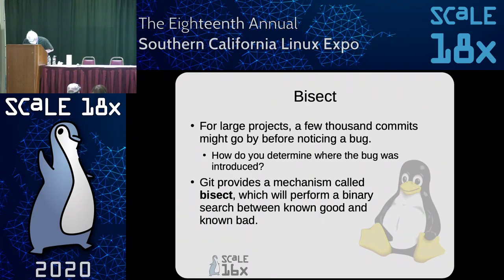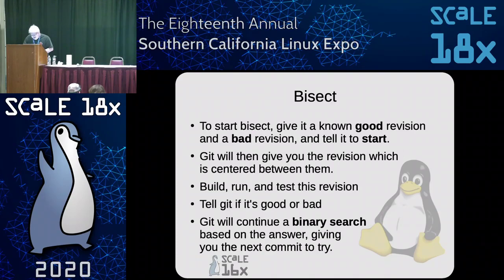I mean, you could have a few thousand commits go by before noticing, oh crap, X broke, or whatever. How do you determine where the bug was introduced? Git helps you with this really cool thing called bisecting. Basically, it performs a binary search. So you give it a known good revision and then the bad revision, and tell it to start.